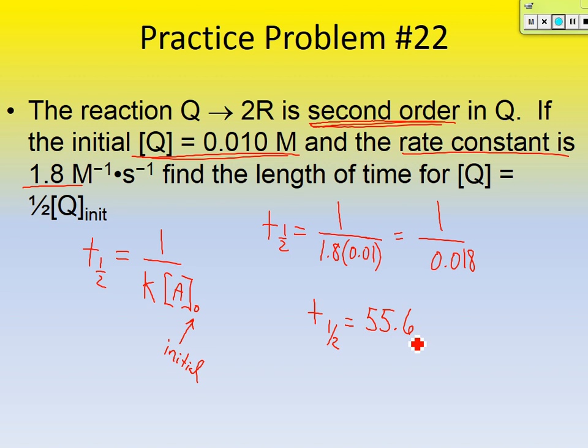Half-life is a time. So what is our time? Yes. It is seconds. How do we know it's seconds? Because it's s minus 1. The rate constant had seconds in it. So if you were doing this reaction, you would know it would take about 55.6 seconds for it to decrease its concentration by 1/2, which is kind of interesting to know.